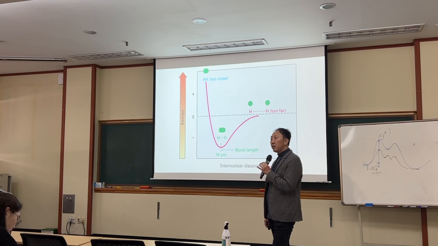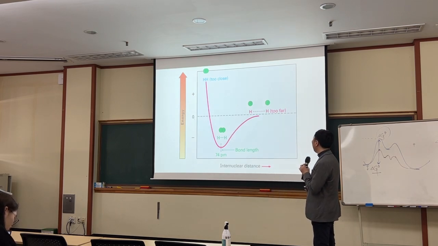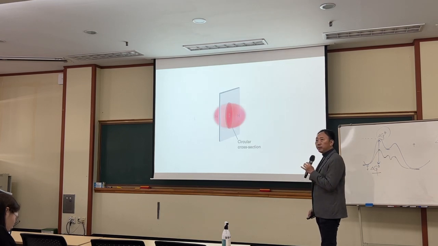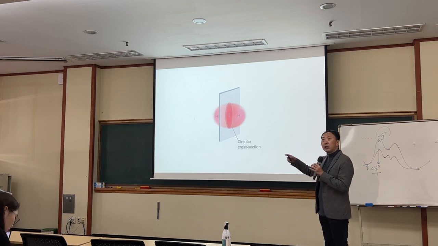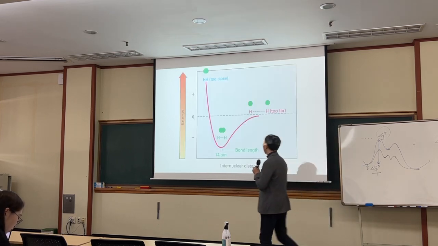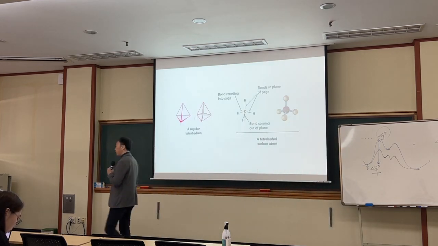Especially this bond is covalent bonding. Two electrons are shared between these two atoms, and they circulate together around these two atoms. That's the nature of covalent bonding.